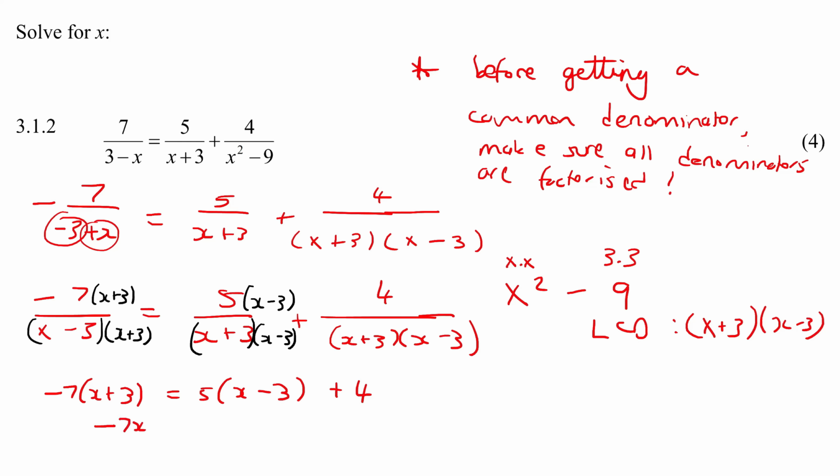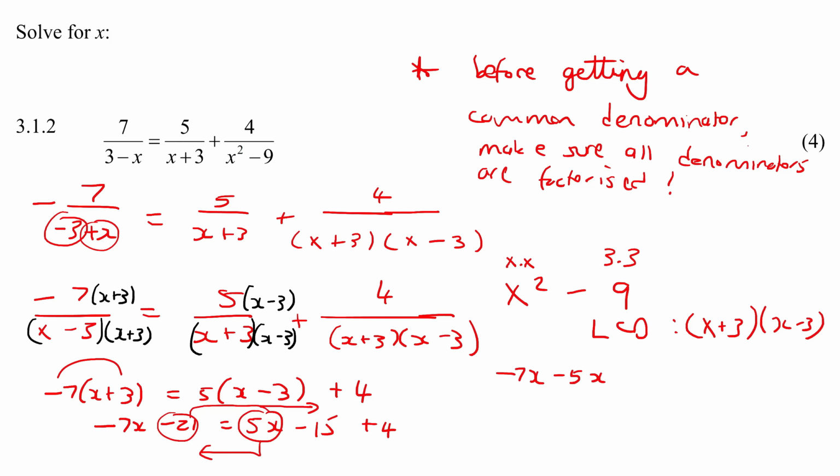So this is going to be minus 7x, and then minus 7 multiplied by 3 would be minus 21. 5 multiplied by x, and then 5 multiplied by minus 2 will give you negative 15 plus 4. Now we're just going to take all the x's to the one side, all the numbers to the other side. You can do this however you want. So I'm going to take the 5x to the left, and I'm going to take this minus 21 over to the right. So on the left we would have minus 7x minus 5x, because obviously when this goes over it becomes a minus. And then we have minus 15 plus 4 plus 21, because when this goes over it becomes the opposite sign, so it becomes positive.